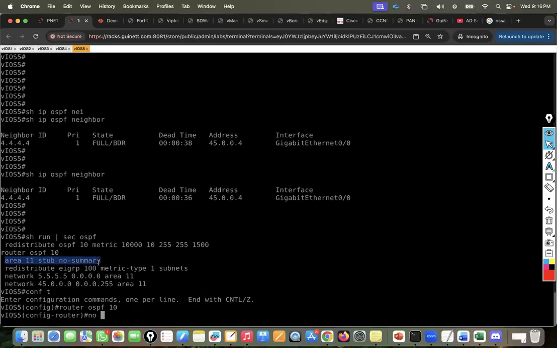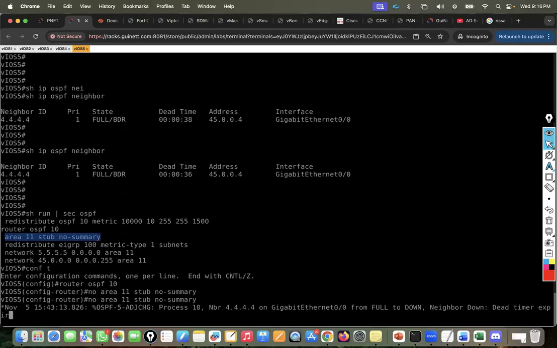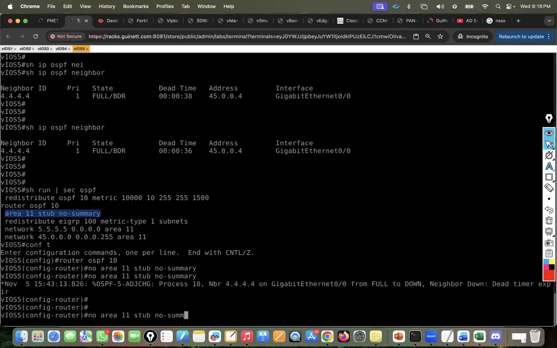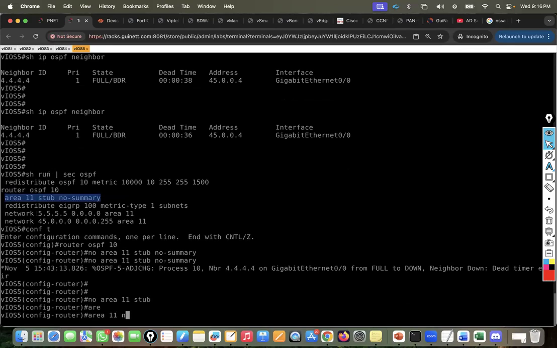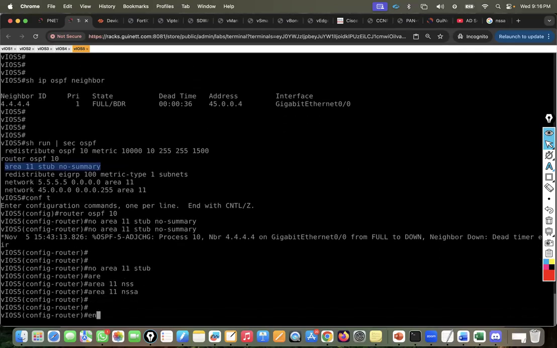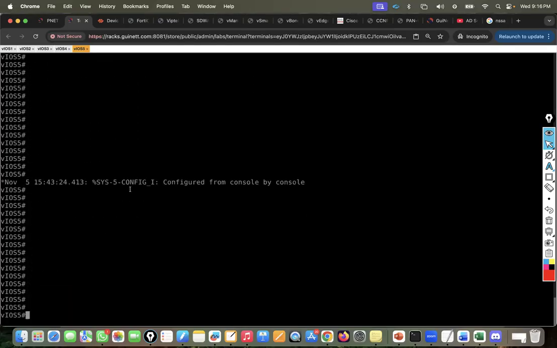First, I'll remove one time and then again remove the second time also. Okay. Till here. Then I'll go area 11 NSSA and done. Now you're going to find the OSPF neighborship is going to be up.